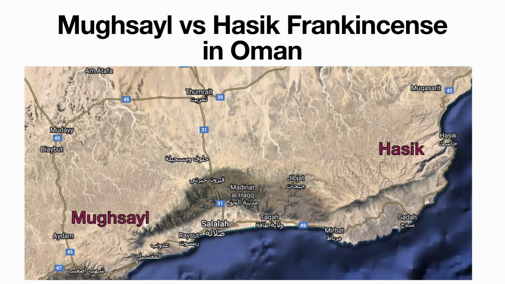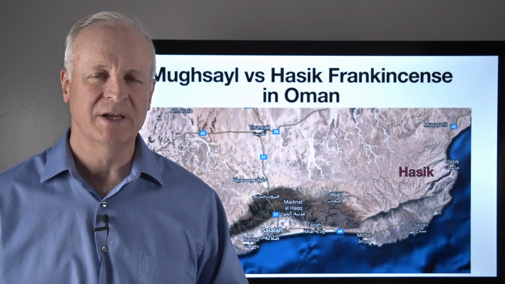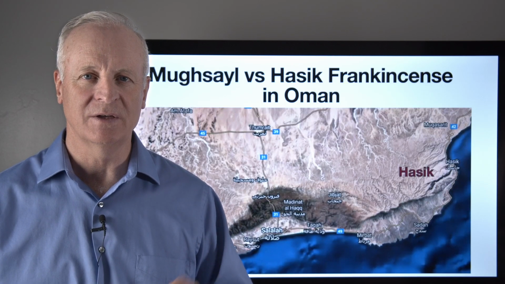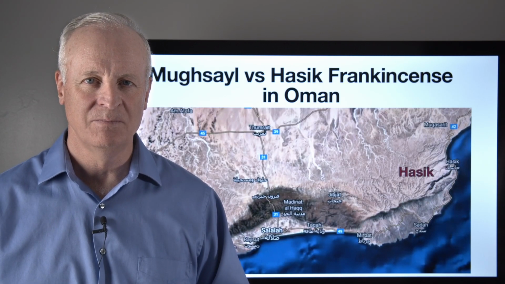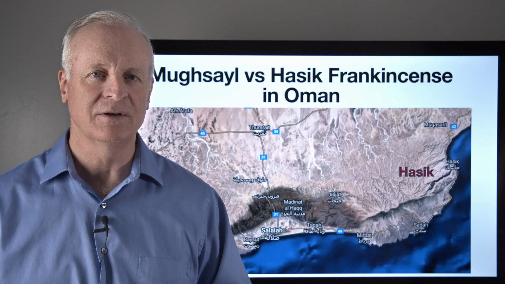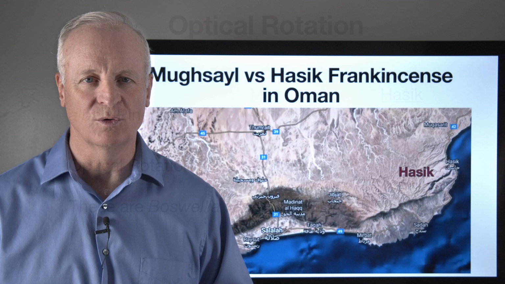So let's start out with the regional differences in the Oman frankincense. As I said before, the Hasek frankincense is the most desired, and 50 miles away there's the Mughsal frankincense. We showed that they were significantly different in terms of GCMS alpha pinene levels, and now we want to see if they're significantly different in terms of optical rotation.